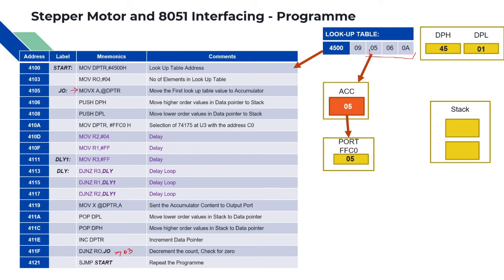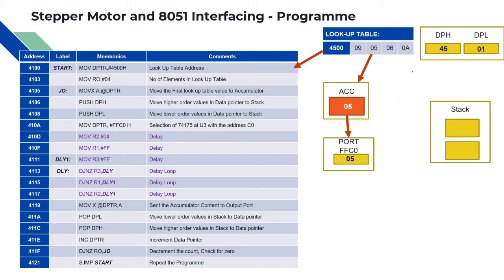Once it becomes 0, then I'm going to proceed to the next line which says SJMP start. So I'll come back to the start and reinitialize the program. So again, it will start from 09050608. Likewise, it keeps going.